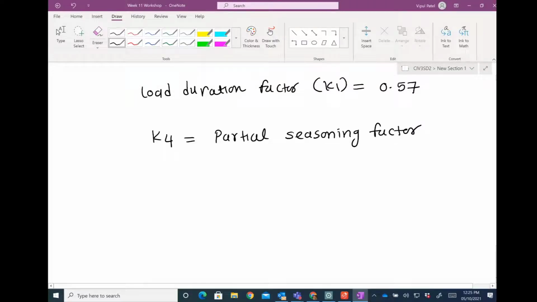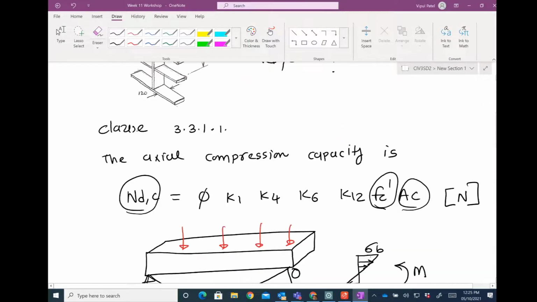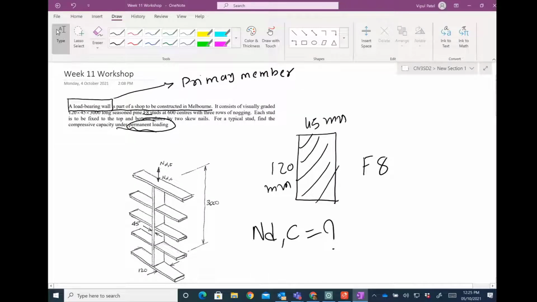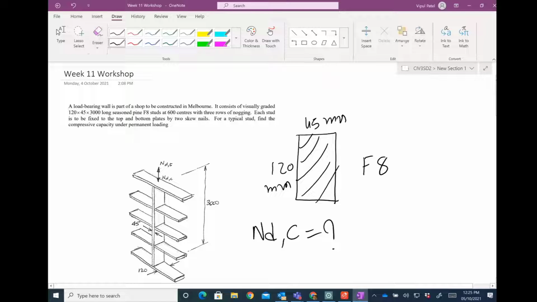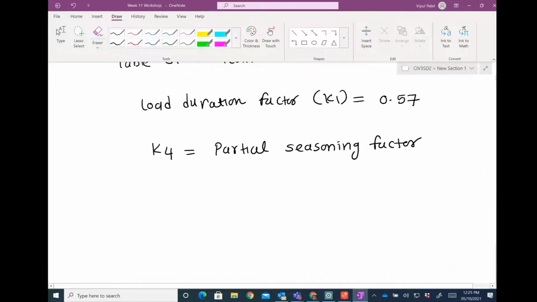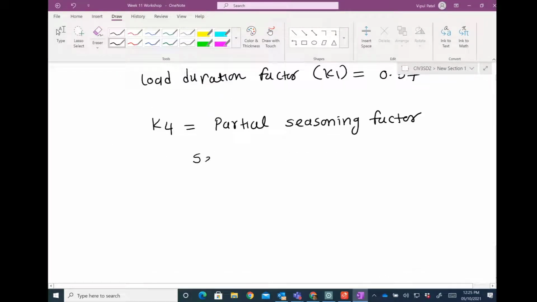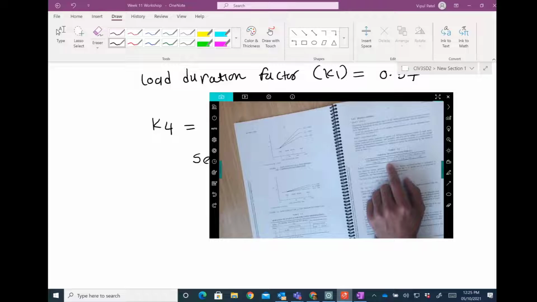In these situations, we have been given seasoned timber. Where is it written? Let me find it. It says seasoned pine F8. So it is seasoned timber. So for this case, for seasoned timber, generally k4 equals 1, so we can go for 1.